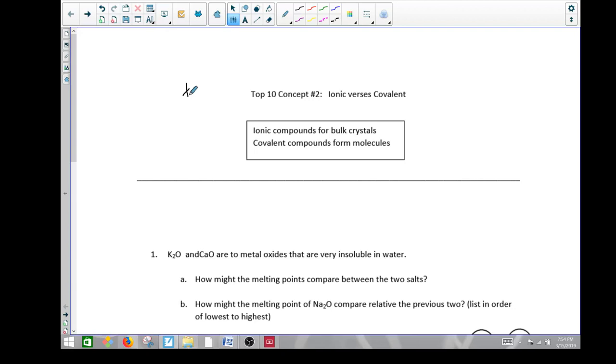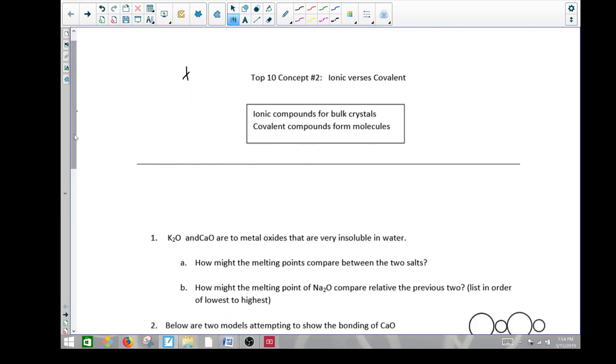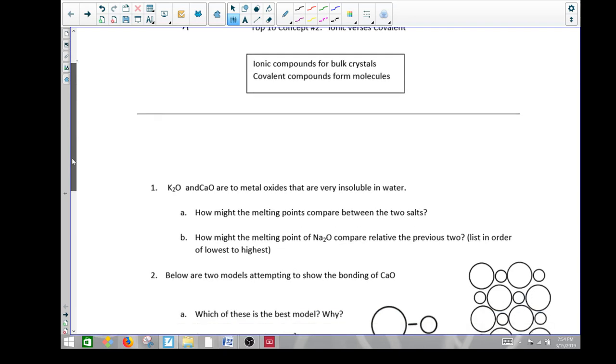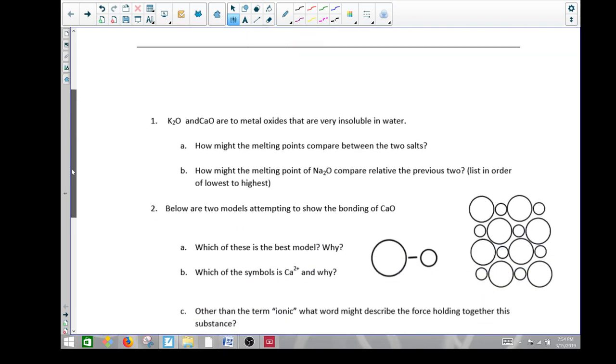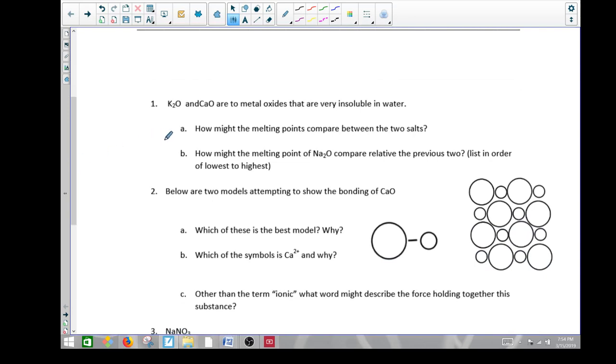We're going to give the answers to ionic versus covalent, and this is involving a major topic in advanced chemistry involving bonding of different things, intermolecular forces. Pretty big topic. First things first, K2O and calcium oxide are two metal oxides that are very insoluble in water. How might the melting points compare between the two salts? They're strong bonds.